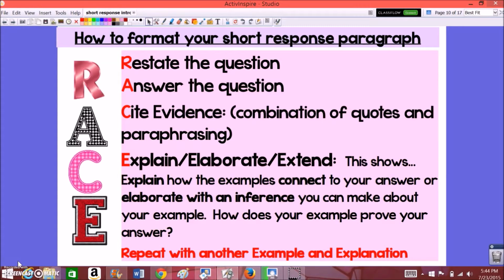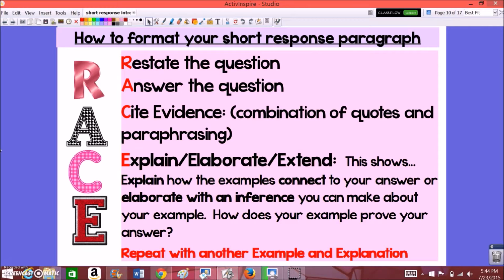Alright, so now how do we format our short response so we include all the elements that are necessary to get full credit? Well, I like to use the acronym RACE, and a lot of teachers actually use this acronym. Each letter stands for a certain part of your response. There are a lot of other acronyms that all basically are meaning or accomplishing the same thing. For example, I've seen some teachers use ACE, I've seen some teachers use ICE.